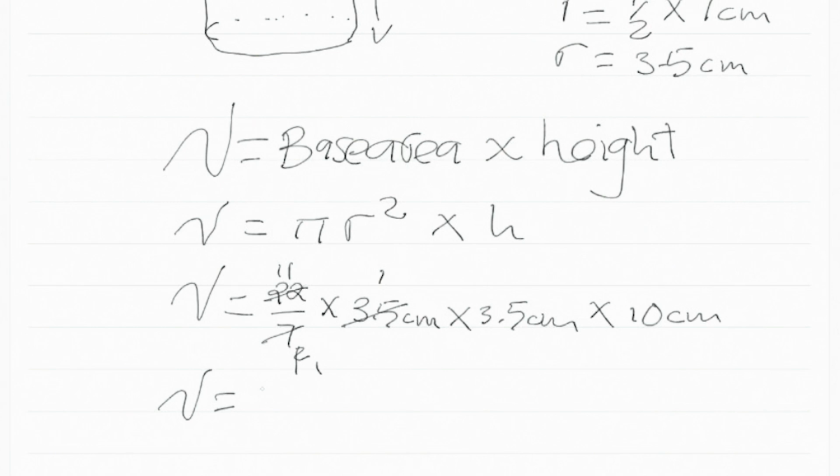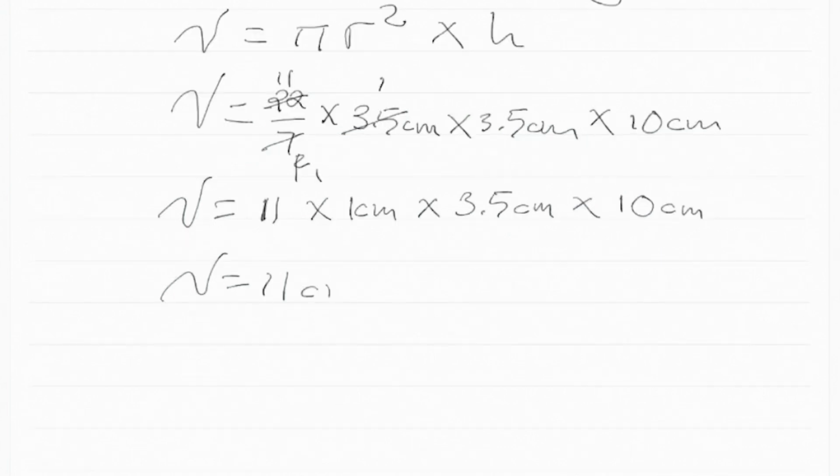So our volume in this case, we have 1 into 11, we have 11 times here 1 centimeter times 3.5 centimeter times 10 centimeters. This will give us 11 times 1, this will be 11 centimeter, times 3.5 times 10, this is 35 centimeter square. Square centimeter, meaning that centimeter by centimeter, you get square centimeter.